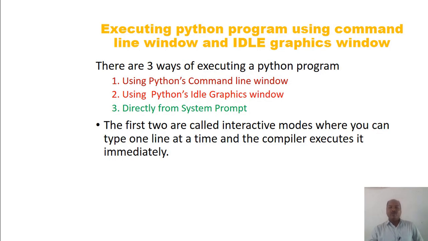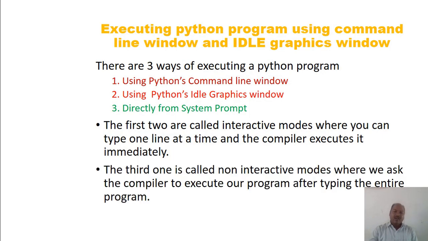The first two are called interactive modes, where you can type one line at a time. You cannot go back. Each time you write one line at a time, and the compiler executes it immediately. If the line you write is correct, the compiler will execute it. If it is wrong, you cannot fix it there; you have to begin again and write the same things correctly.